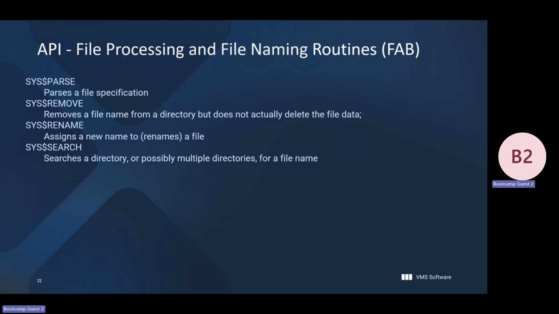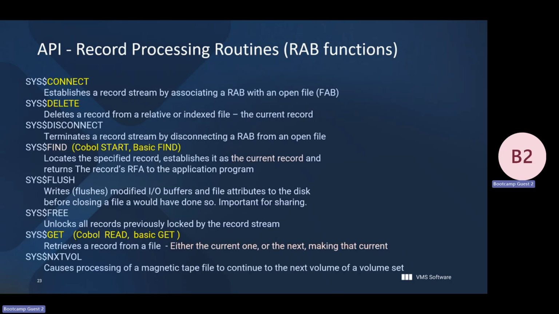You can have file name handling with FABs. Say, find me the first file that starts with ABC, that kind of stuff. Then once you've opened the file, you're going to connect a stream to it or multiple streams. And the stream allows you to read records. So for that, the connect associates the RAB with the FAB, stream with the file. And then once you have that, you can delete, you can find, which is COBOL start clause, find locates the record but doesn't get you the data just yet.